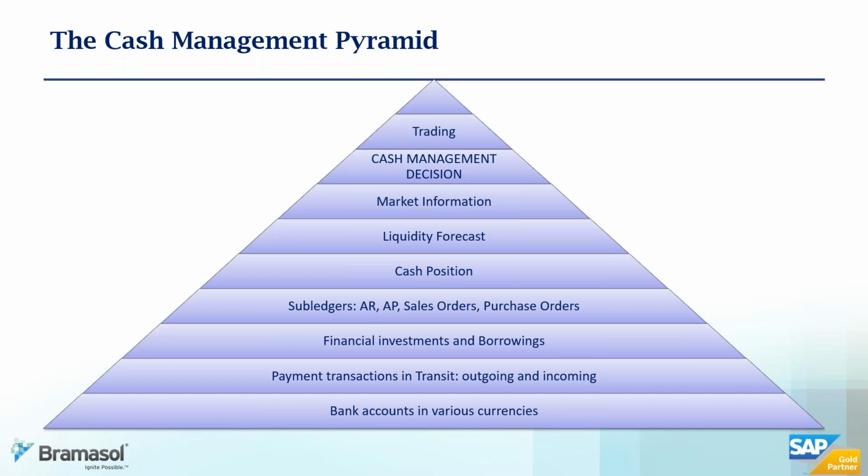The next part of the pyramid is the payment transactions. You have outgoing payments in transit, you have incoming payments. Then layered upon that, you have your financial investments and borrowings. On top of that, you would have your accounting information. Remember, you have your subledgers, you have your accounts receivable, accounts payable. What's in those? You have your booking your sales orders as the sales guys go out and book orders. And then you have your orders going in for your purchase orders. That's going to turn into inflows and outflows of cash. That takes you, all those 4 below, into your cash position, your overall cash position.